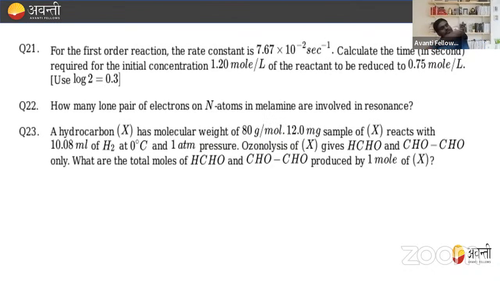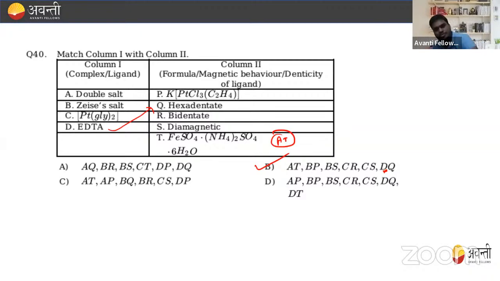Okay, so I hope this is clear to you, how you will solve this type of question. Just take a 2-minute break and then we'll discuss more questions on this, right?